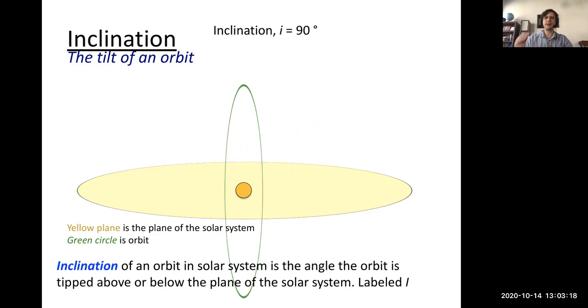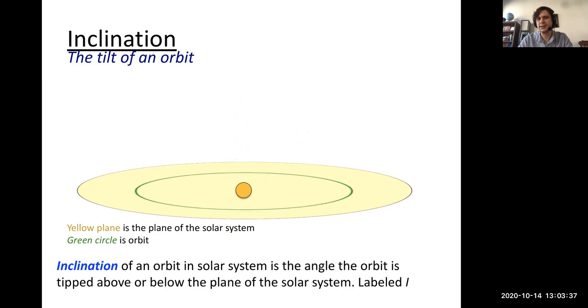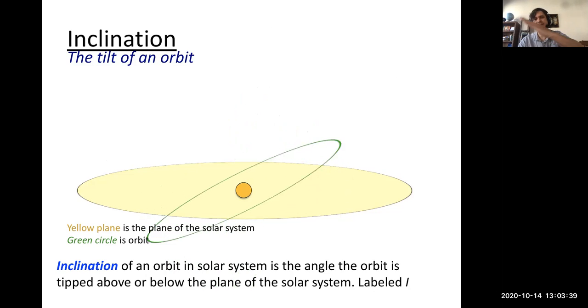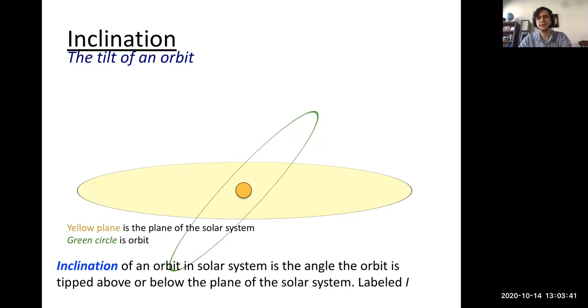Sure, you could keep tipping it, but then we'd just say that it's like 80 degrees and 70 degrees, 60 degrees. And then you'd just be orbiting and look like you're moving in the opposite direction. So if you were moving counterclockwise, it would look like it's clockwise. Not something I need you to remember for this class. I just want you to get a sense of what inclination is. So it's how tipped the orbit is with respect to the orbital plane of the solar system.